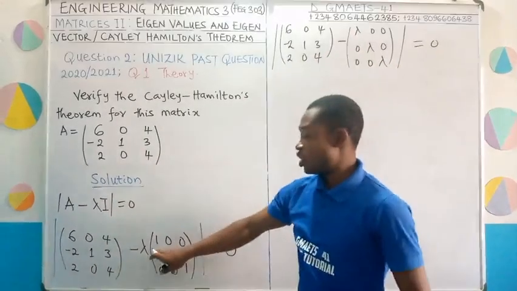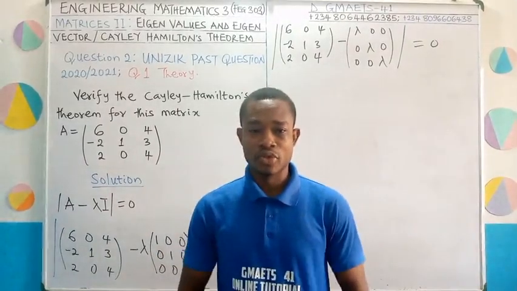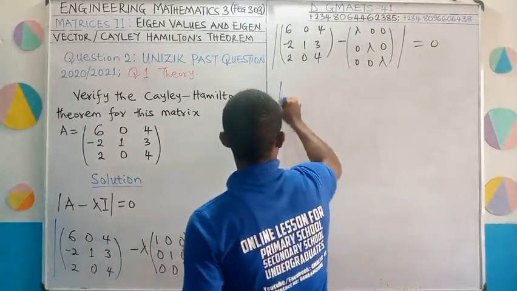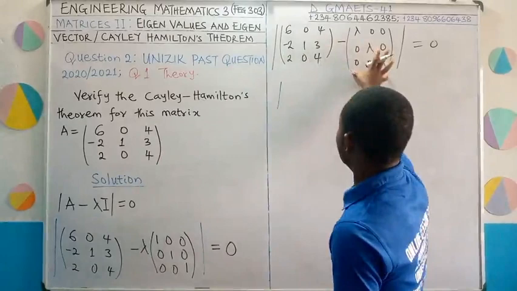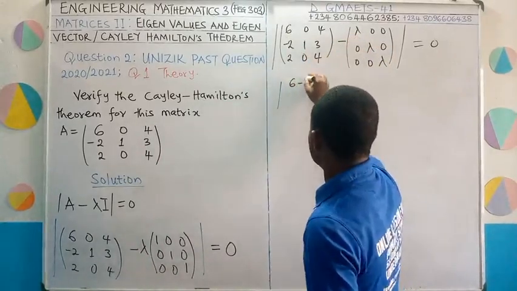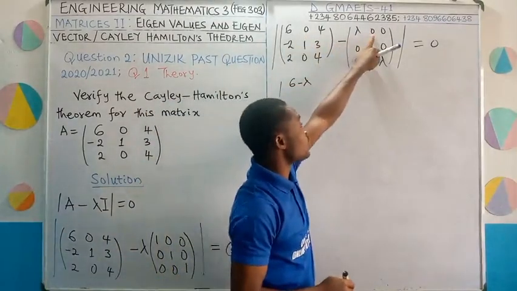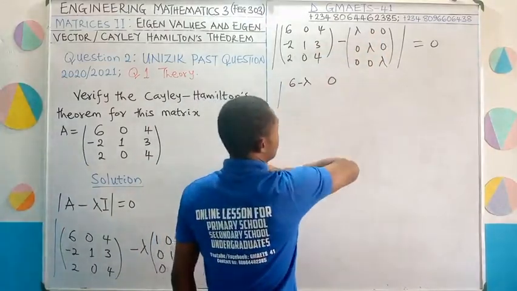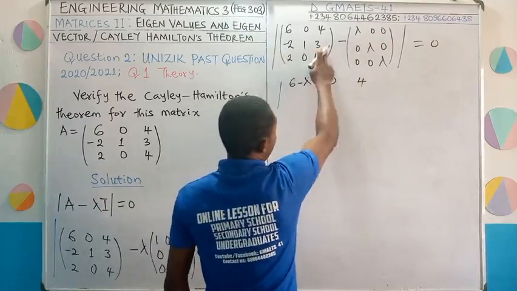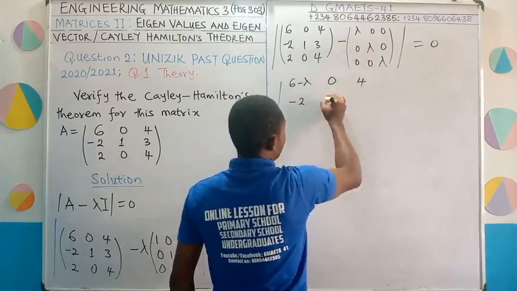Okay, I've simplified this term. I've used this lambda to multiply each of the terms of this unit matrix. So by subtracting, we are going to get the determinant of this minus this. Let me subtract this term first and see. 6 minus lambda, we have this. Okay? And then the element in row 1, column 2 minus the element in row 1, column 2. That is 0 minus 0, get this. The next is 4 minus 0, and we'll get 4. Then coming over to the second row, minus 2 minus 0, we get minus 2. Then 1 minus lambda, we have this.